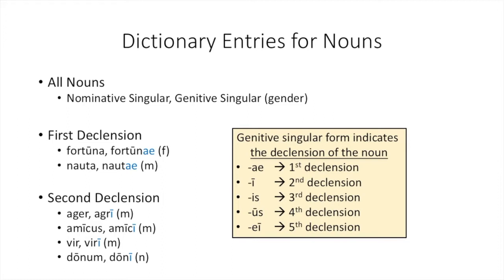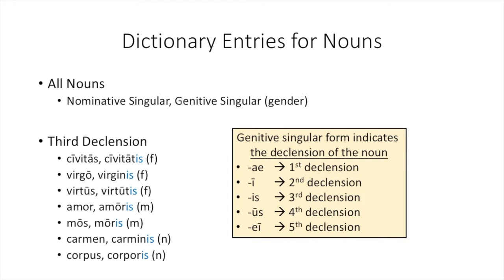You also remember that dictionary entries for all of your nouns have your nominative singular form, then your genitive singular form, and the gender. The first declension nouns you know are the first declension because the genitive singular form ends in an AE, and these could be feminine usually, or there are a few masculine first declension nouns. Then there is the second declension, which has a genitive singular ending in an I, and these are masculine or neuter nouns. For third declension nouns, the genitive singular will end in an IS, and these could be feminine, masculine, or neuter nouns. You also see that there's a great variety of nominative singular forms for our third declension.